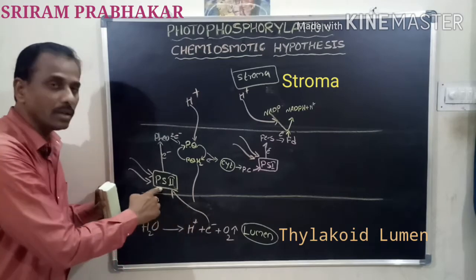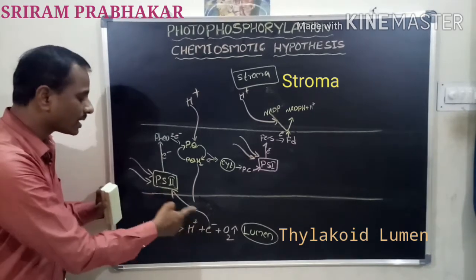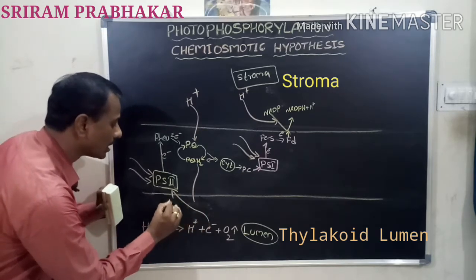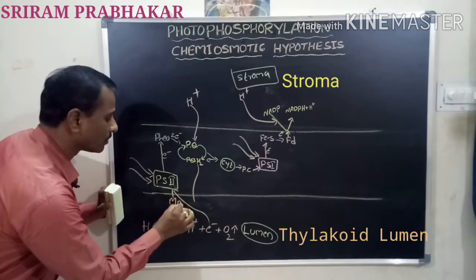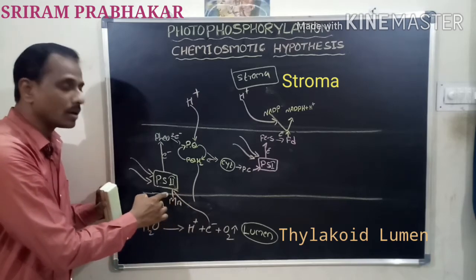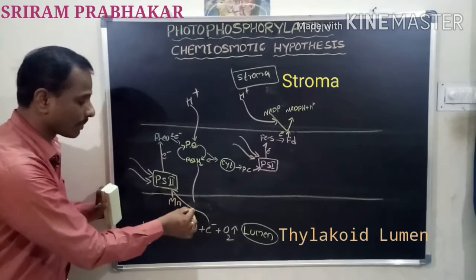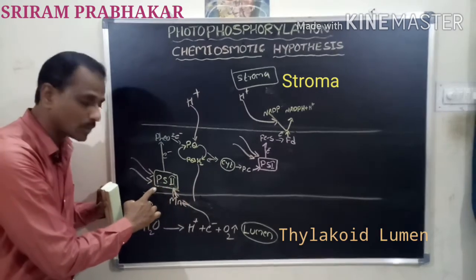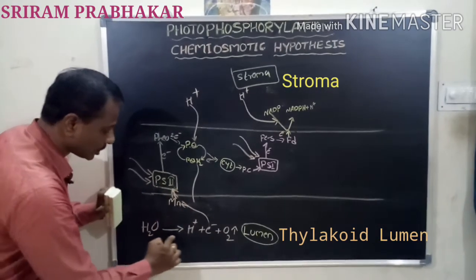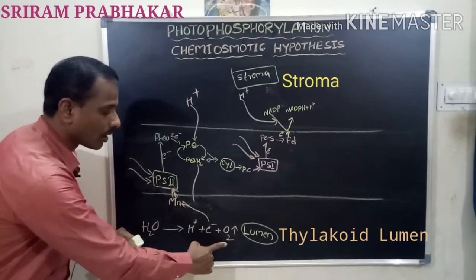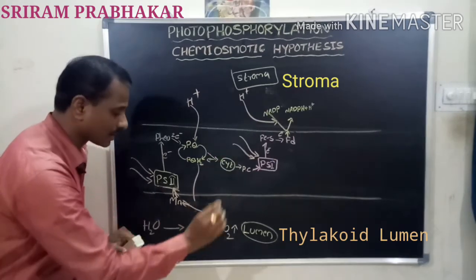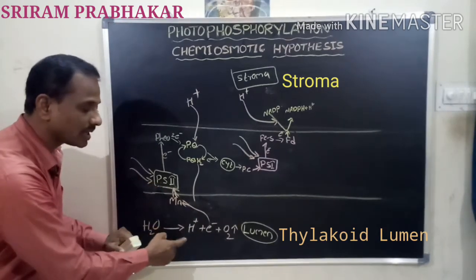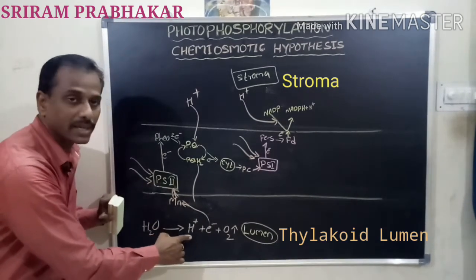The electrons go to PS2. But PS2 does not receive the electron directly. First the electron goes to the manganese protein which is present in the thylakoid membrane. The manganese protein receives the electron and supplies it to PS2. So here, due to the splitting of water, oxygen is released as a gas. Electrons are moved towards PS2. What is remaining here? Protons, or H plus ions.